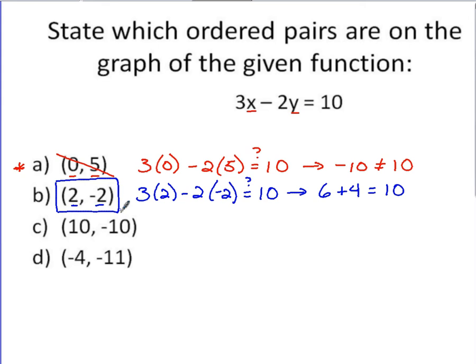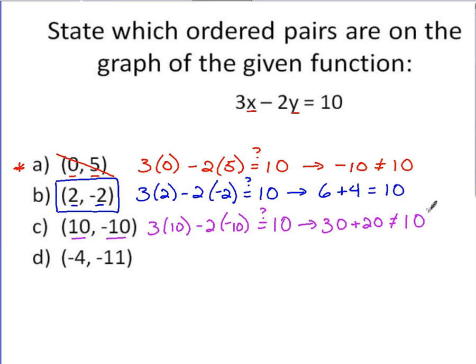We try 10 and negative 10. This time I replace x with 10, I replace y with negative 10. Got 3 times 10 minus 2 times negative 10. Does that equal 10 overall? Doing those calculations, we see that we get 30. We've got negative 2 times negative 10, we get plus 20. That does not equal 10 overall, right? So this would not be an ordered pair that lies on that function.